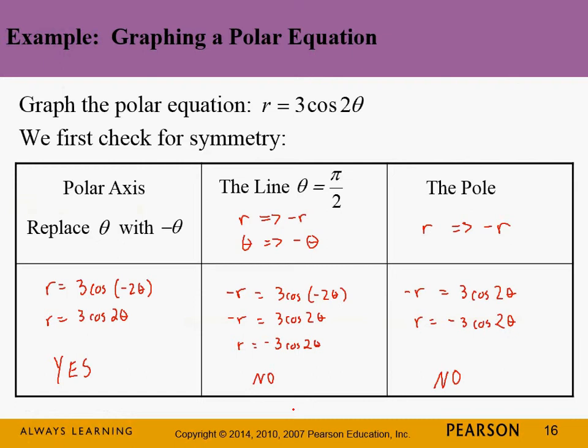So let's discuss real quick one more time. What was polar axis symmetry? That's like x-axis symmetry, right? That's anything on the top is going to be reflected on the bottom. So that means if it looks like mom, then it'll also look like mom. If you can see that very well. All right.